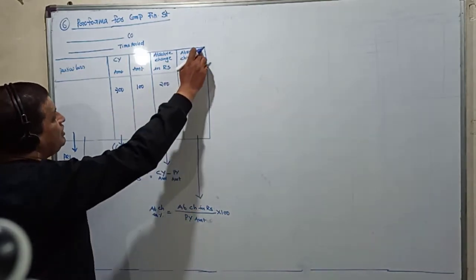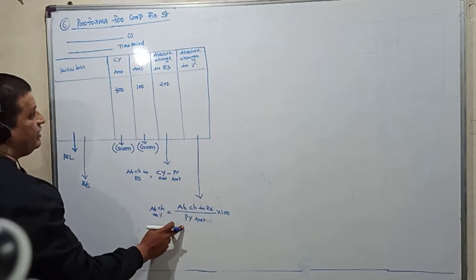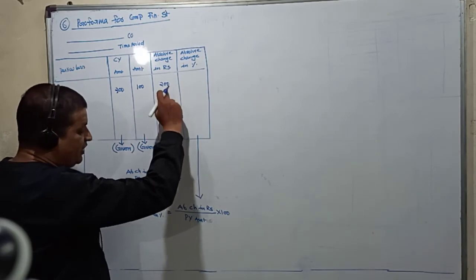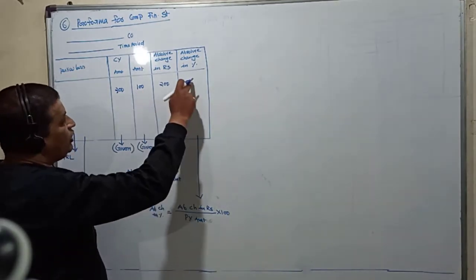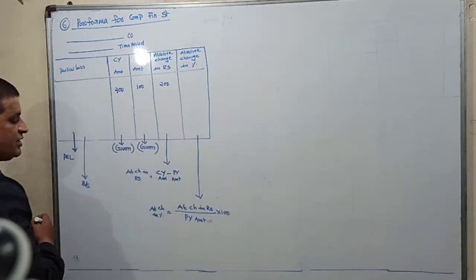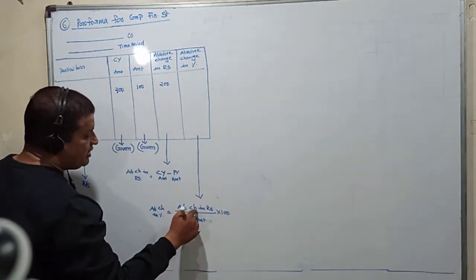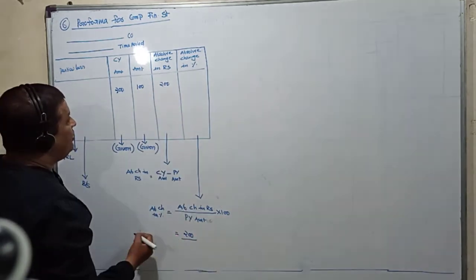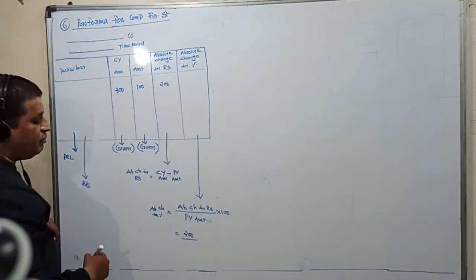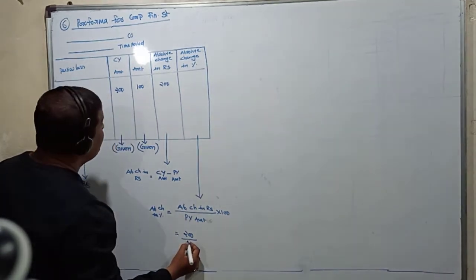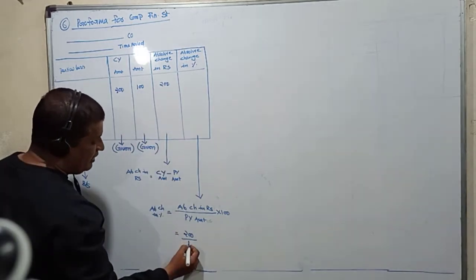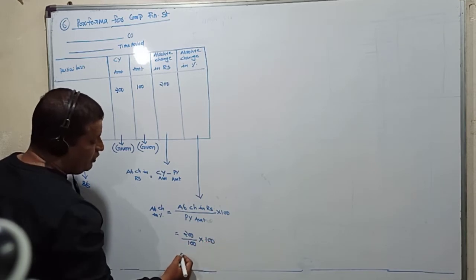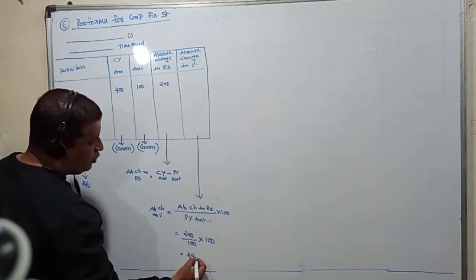Then the last column, absolute change in percentage. How do you arrive at this? It is absolute change in rupees divided by previous year amount into 100. Anything multiplied by 100 will give us a percentage. If you take this example, what is the absolute change in rupees? It is 200, divided by the previous year amount, which is 100, into 100 will give you 200%.